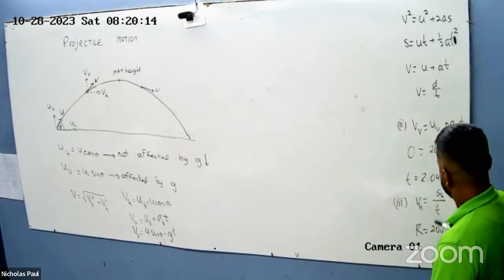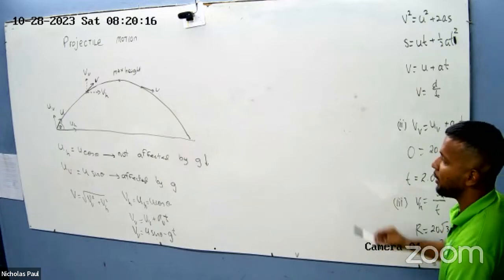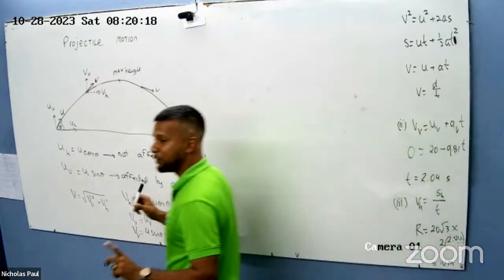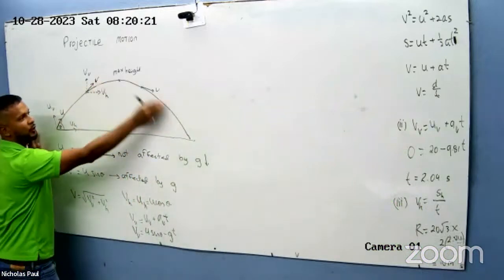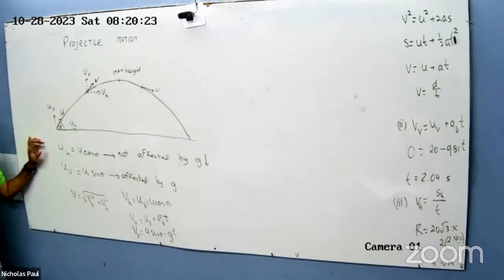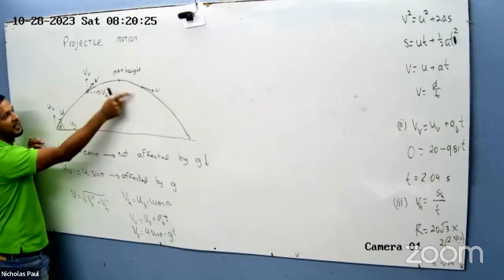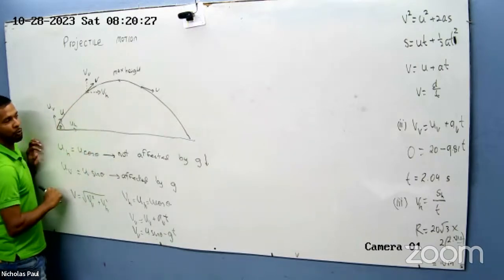All right, quick question. Here's the last thing that we have to do. The last thing we have to do is to show that this path is parabolic. So we have to show that at every single point here, this will map out a quadratic.